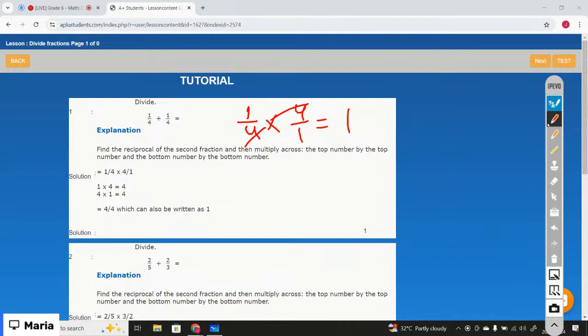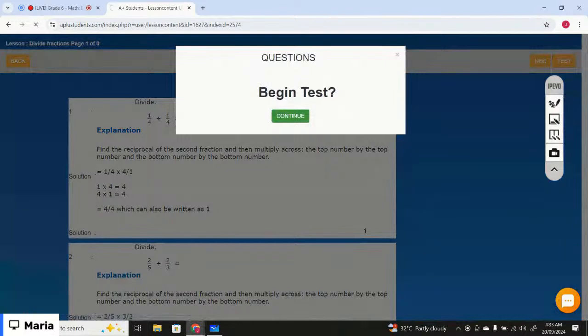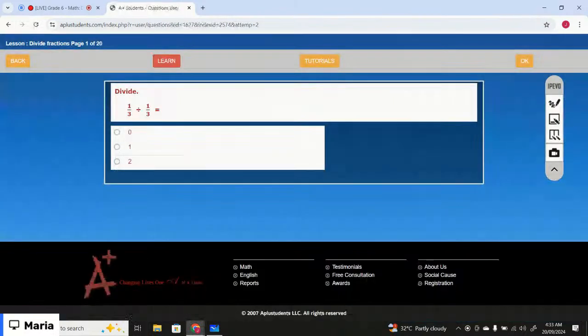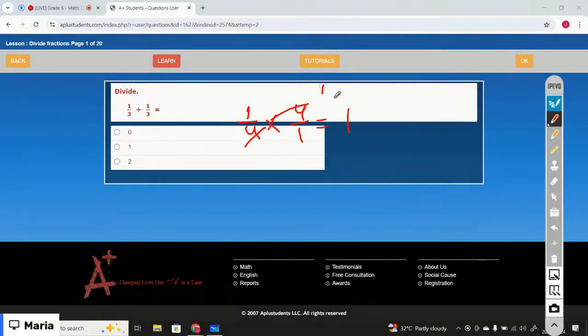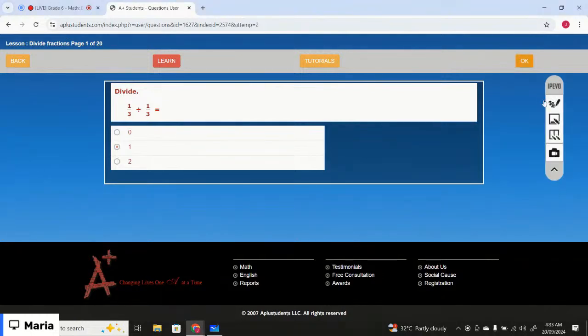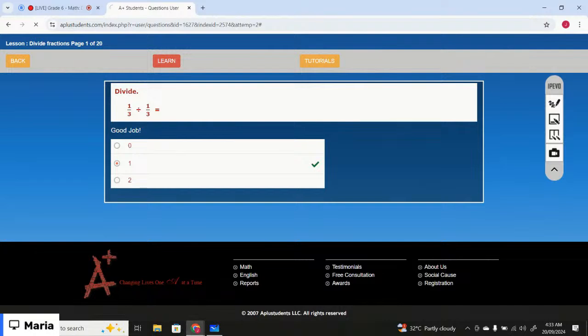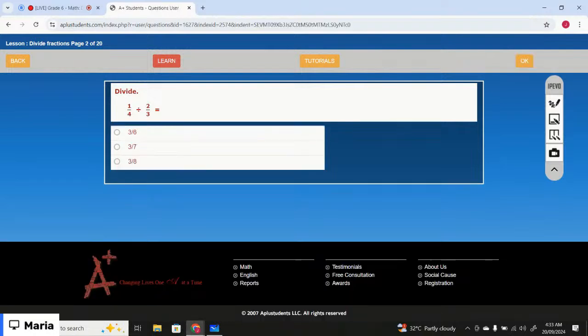Let's just start with the test questions. 1 by 3 divided by 1 by 3. So which is the correct option? This is 1 by 3. Replace the division sign to multiplication and 3 by 1. 3 and 3 cancel out, you are left with 1. So the correct option is option number 2, that is 1. The next one is 1 by 4 divided by 2 by 3.